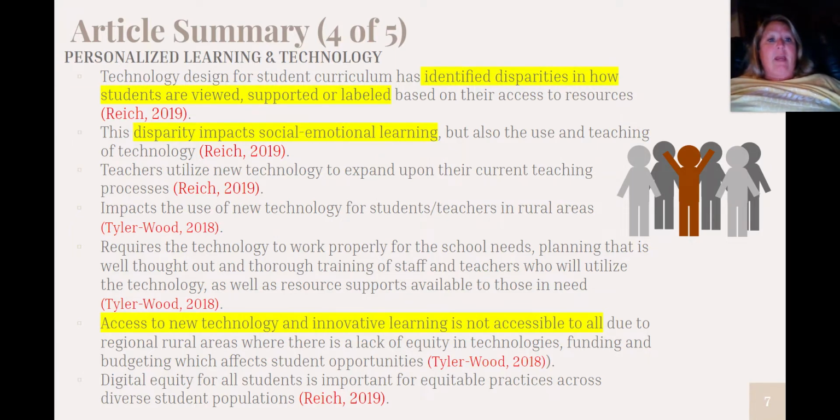the next theme I had was personalized learning and technology. And so for this, technology design for student curriculum has identified disparities in how students are viewed, supported, or labeled based on their access. And so this disparity impacts social emotional learning, as you can imagine, but it also impacts the use of technology and access to new technology and innovative learning is not accessible to all due to regional rural areas where there's a lack of equity.